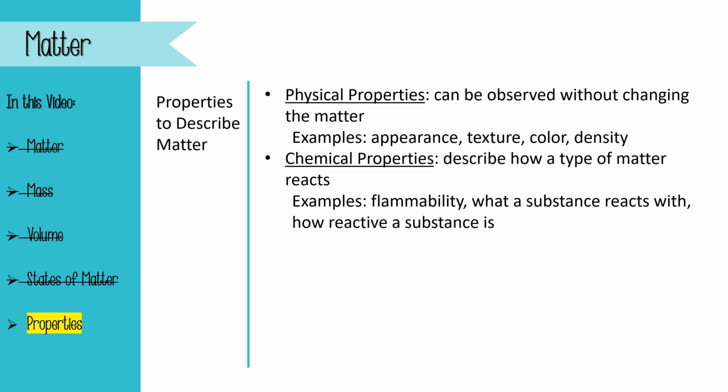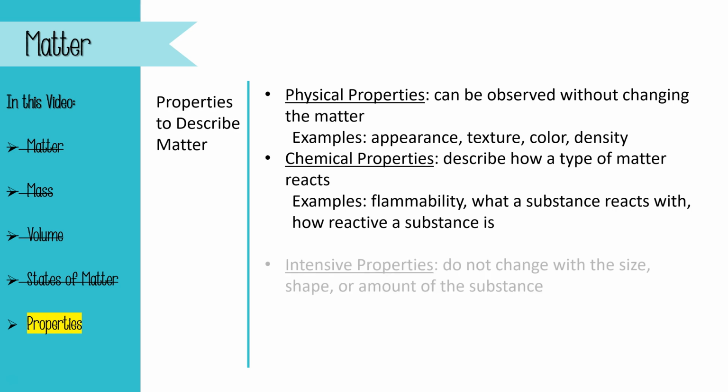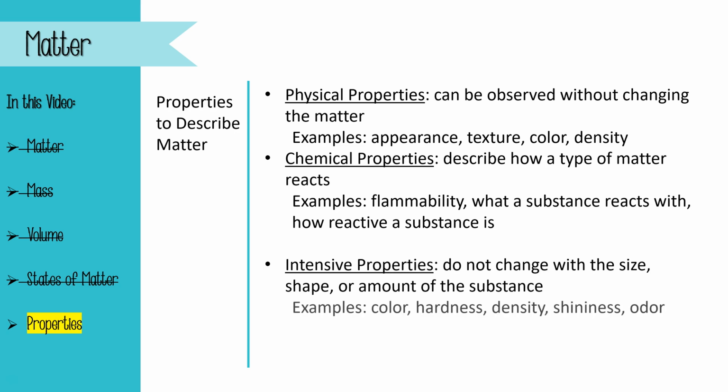The other set of properties we use to describe matter are extensive and intensive properties. Intensive properties don't change with the size, shape, or amount of substance. They include things like color, hardness, density, shininess, and odor.